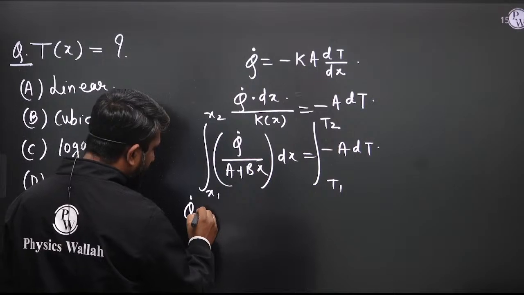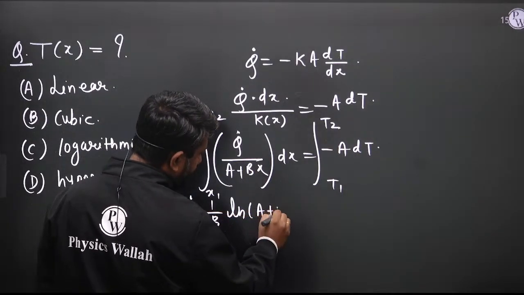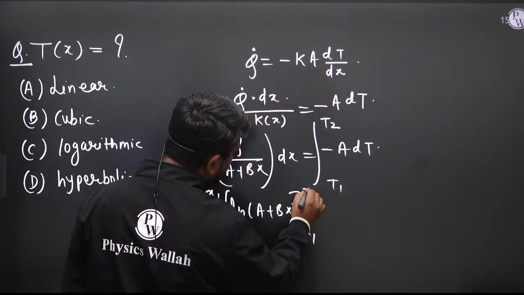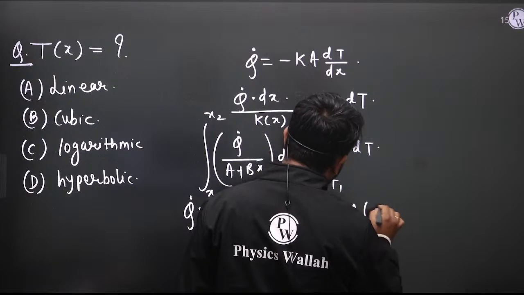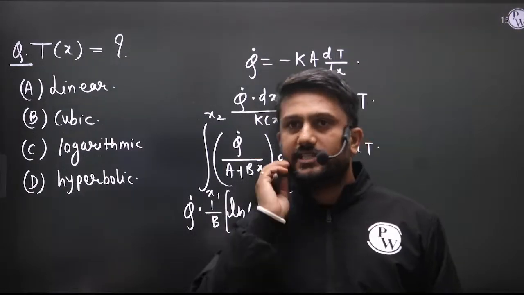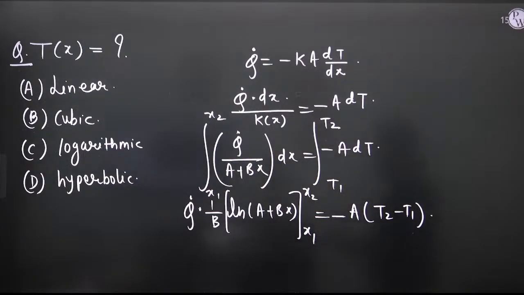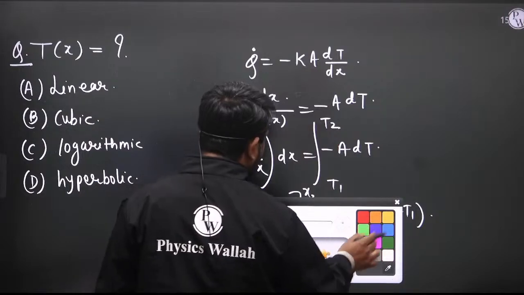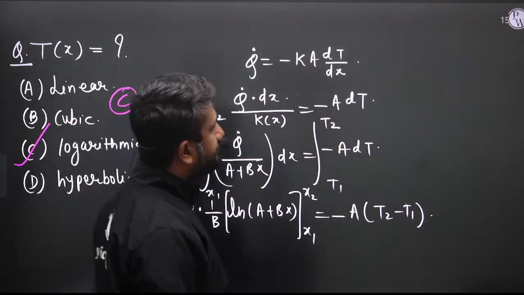And this is 1 upon b ln(a plus bx), right? What is the limit? The limit is x1, x2. Area is minus A, and this is T2 minus T1. So how does the temperature change with respect to x? The temperature changes logarithmically. So the correct option is option C.